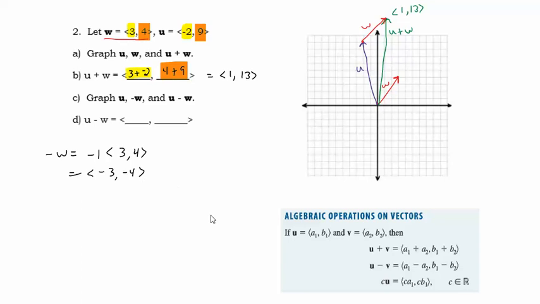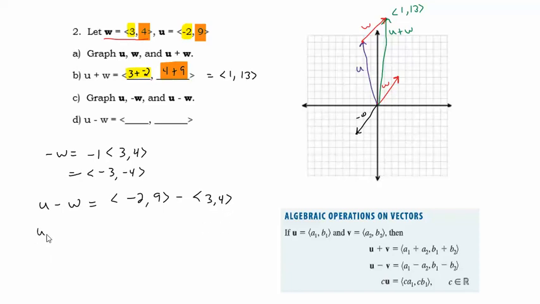So let's take a look at what that looks like. Let's see, I got w in red here. So -3, -4, you see, is going in the 180-degree opposite direction as w, but it's the same length of vector. Now if I want to do u minus w, I can take the vector u, which is -2, 9, and I could subtract the vector w, which is 3, 4.